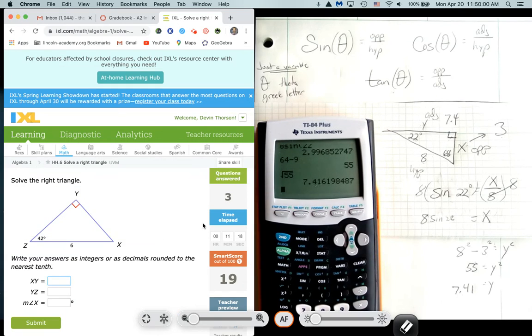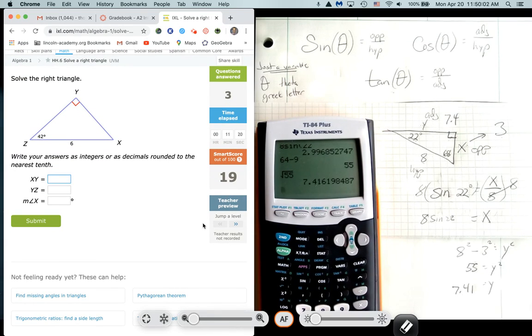Again, if you have any questions on how to do this, the process is just very similar to this. Please contact me via email or log on at 1 o'clock, and I will help you work your calculator and to get this process of finding all the missing parts of right triangles.